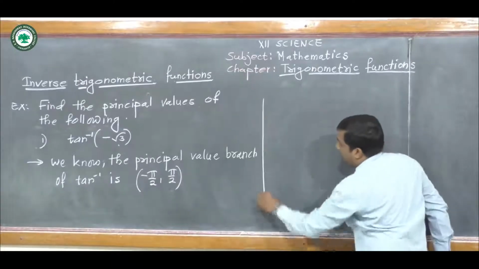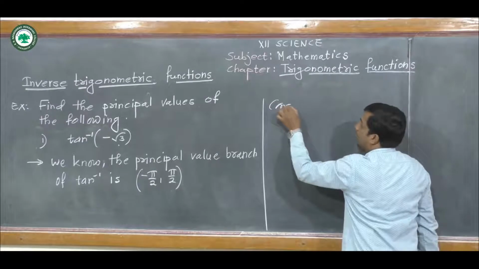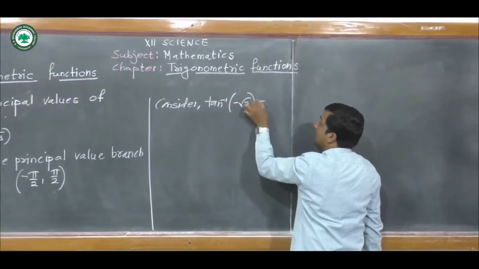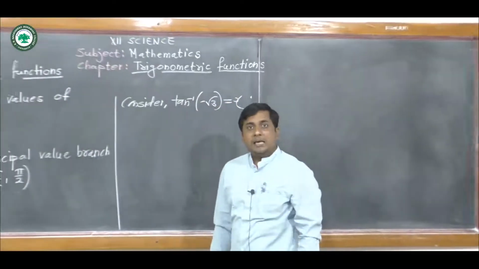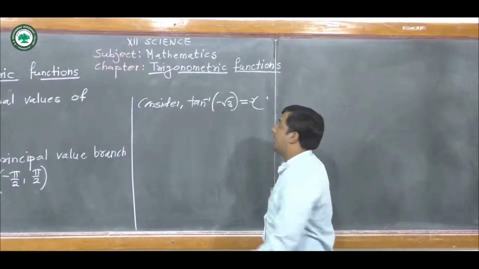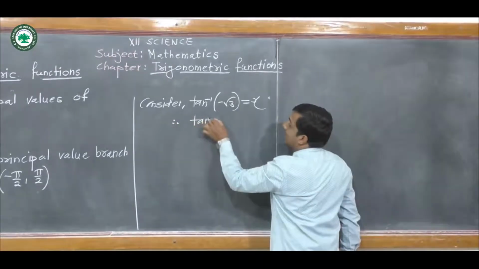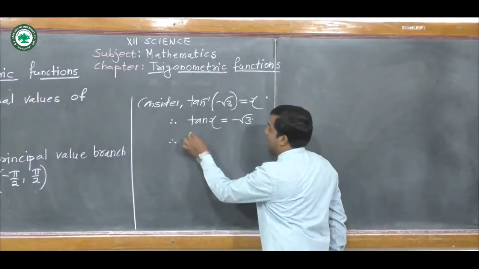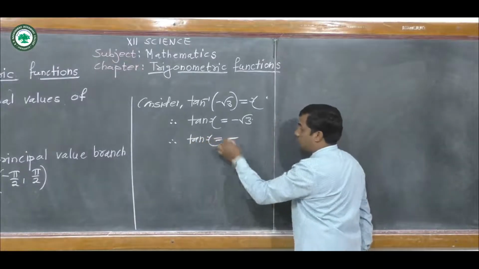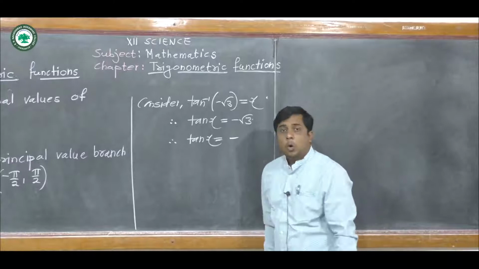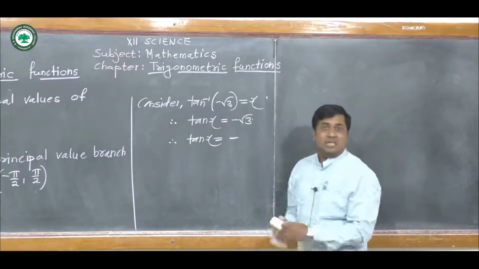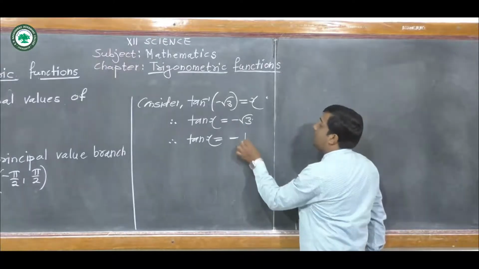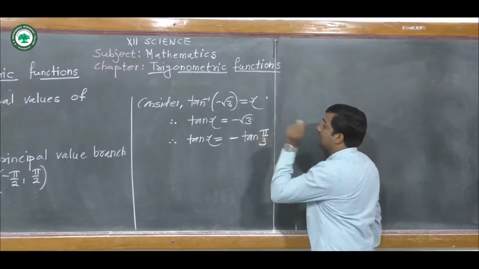So we consider the given inverse trigonometric function. Consider tan inverse of minus root 3 is equal to x. Then by using our definition of inverse trigonometric function, I write tan x is equal to minus root 3. Then I write this as tan x is equal to minus. Now everyone knows tan pi by 3 is root 3. So we replace this root 3 by using tan pi by 3.